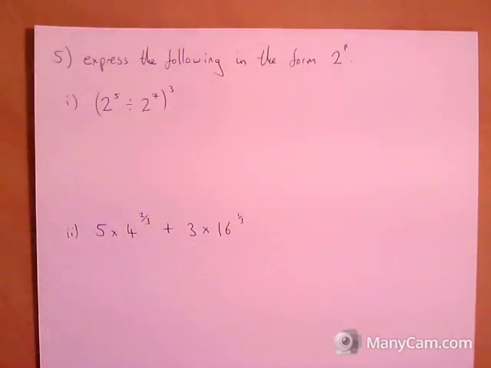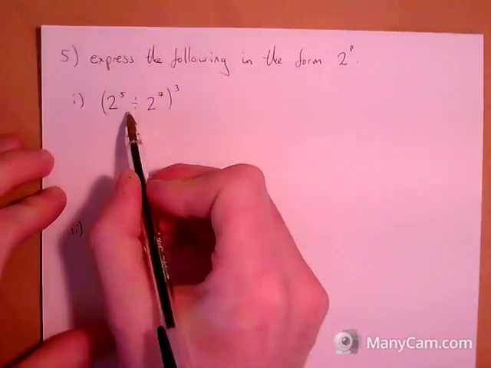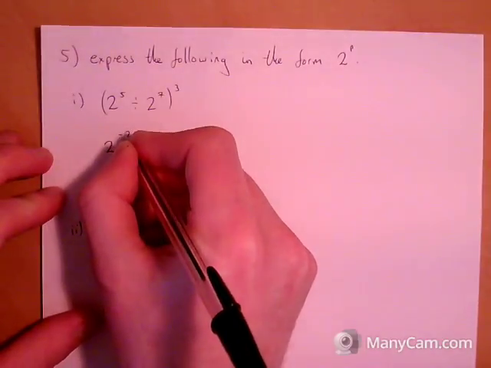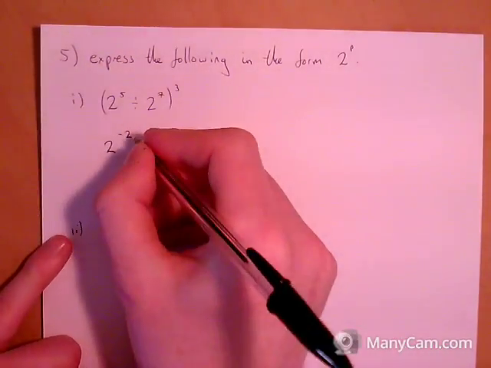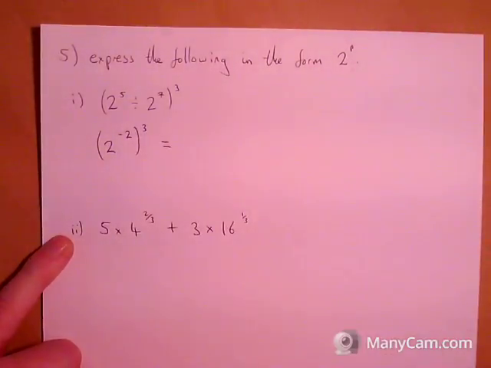Okay, so question 5 is asking to represent the following in the form 2 to the power of p, or 2 to the power of something. So it's getting us to use our indices rules. With the first one, relatively easy. When we're dividing, we subtract our powers, so we can end up with 2 to the power of minus 2, but still to the power of 3, so I still need to have that to the power of 3.